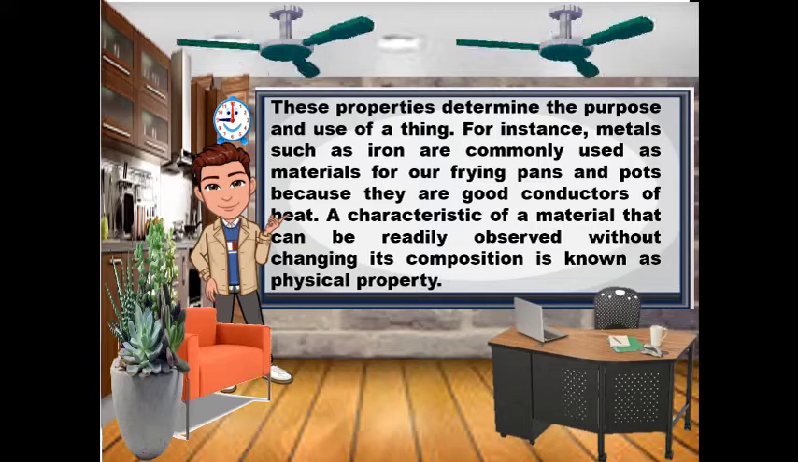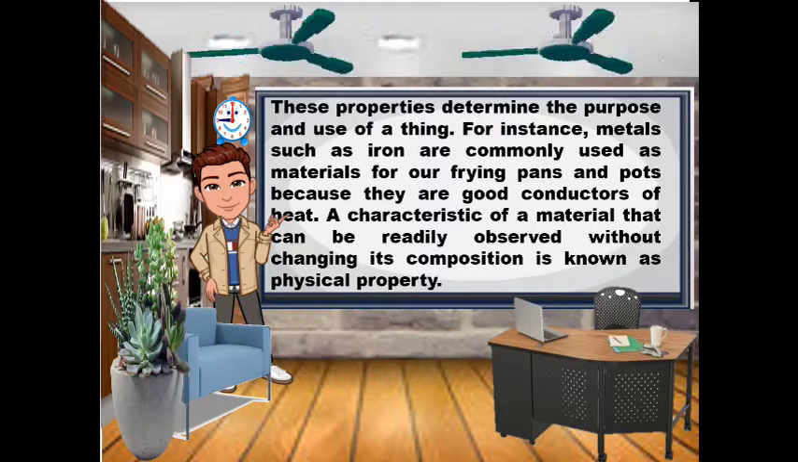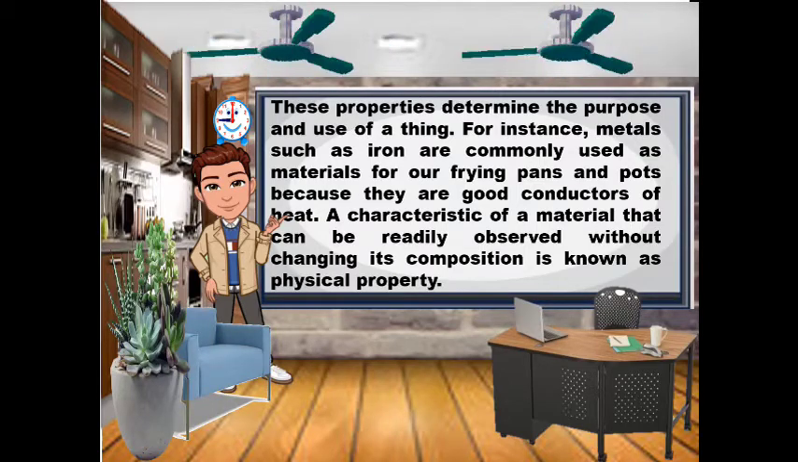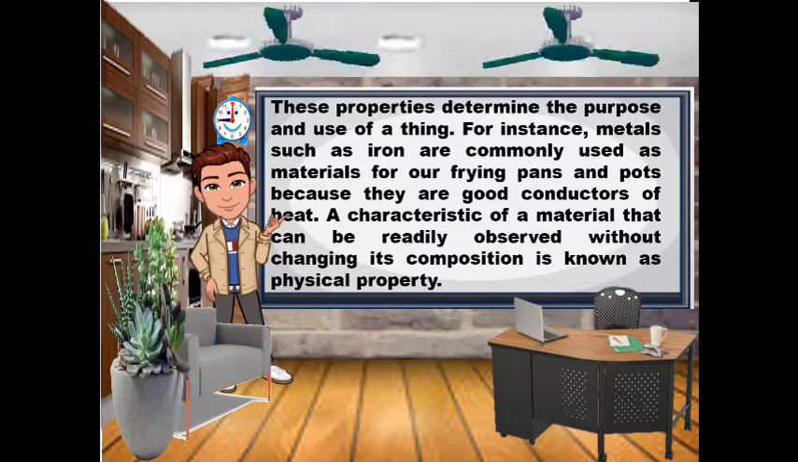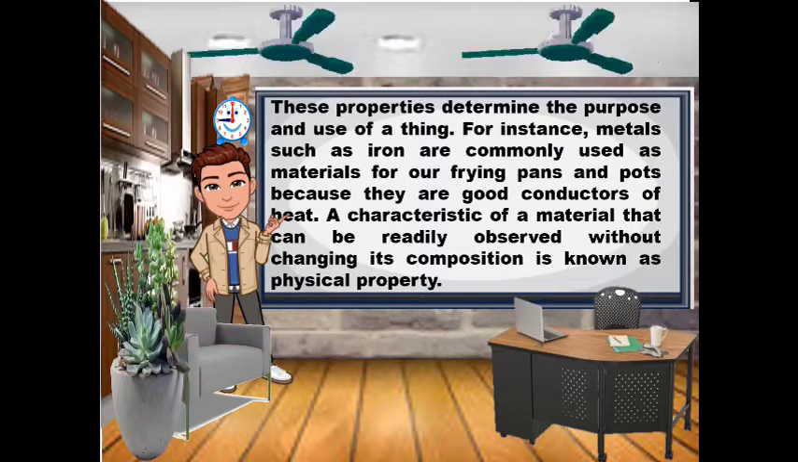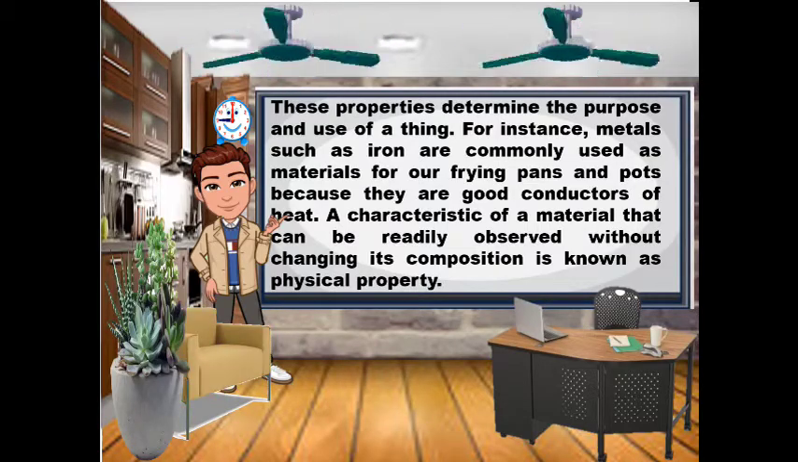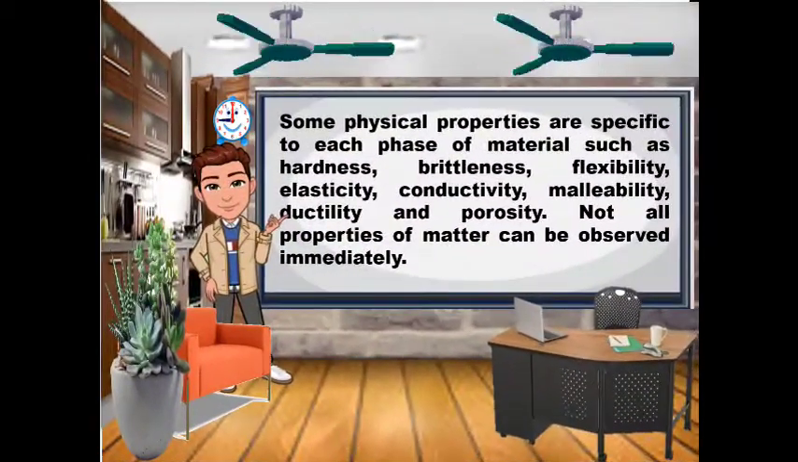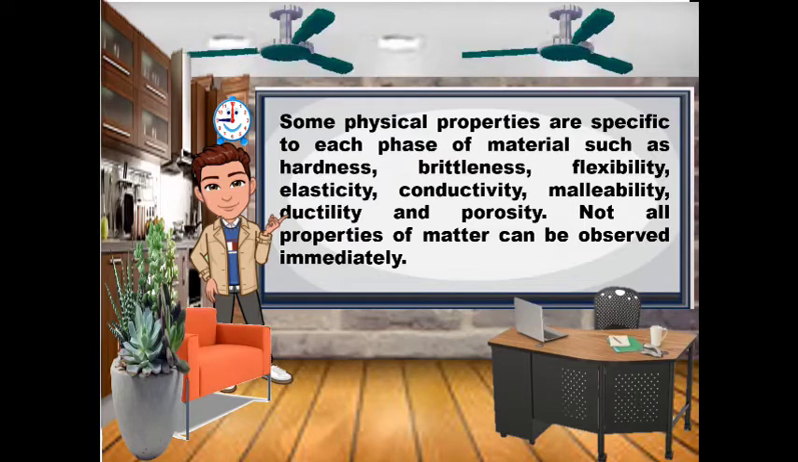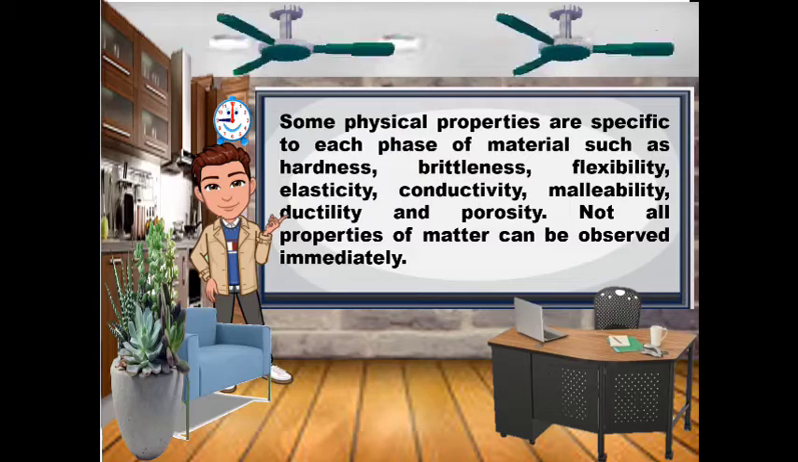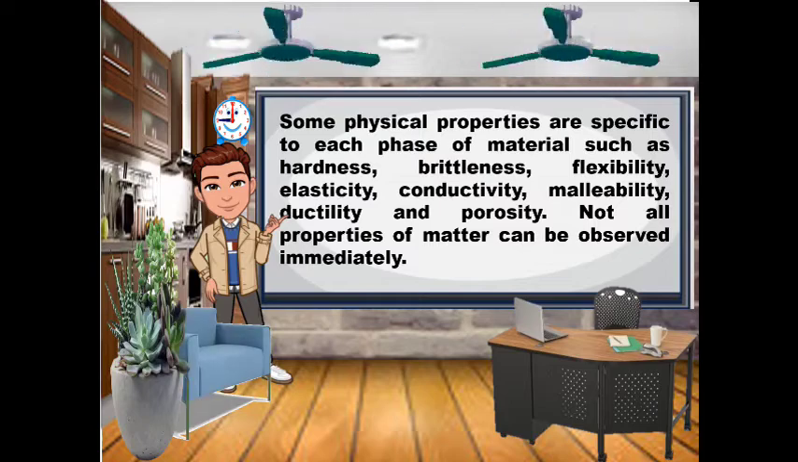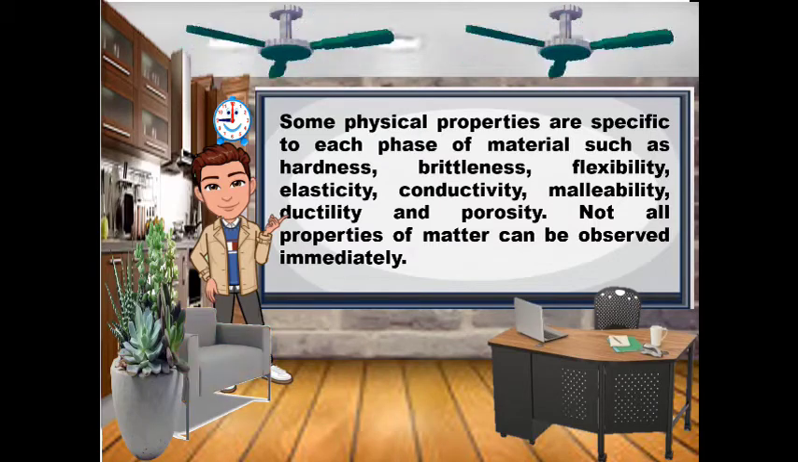For instance, metals such as iron are commonly used as materials for our frying pans and pots because they are good conductors of heat. A characteristic of material that can be readily observed without changing its composition is known as physical property. Some physical properties are specific to its phase of material such as hardness, brittleness, flexibility, elasticity, conductivity, malleability, ductility, and porosity. Not all properties of matter can be observed immediately.